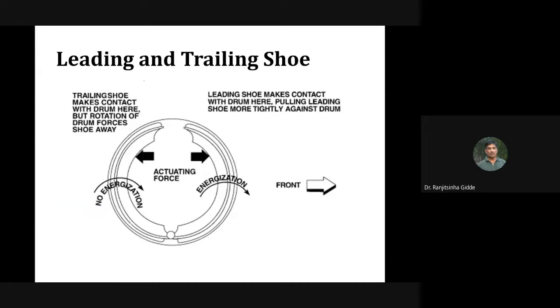So here, this is rotating clockwise, and at the same time, to apply the brake, there is a cam. In this way force is provided. So this will move in the opposite direction.